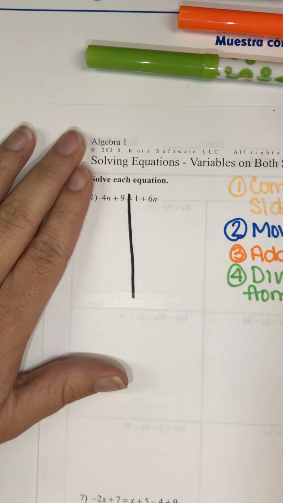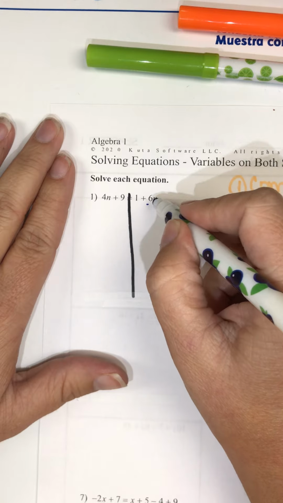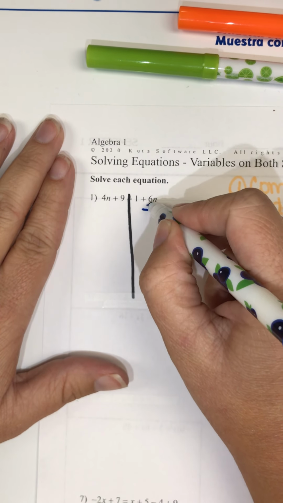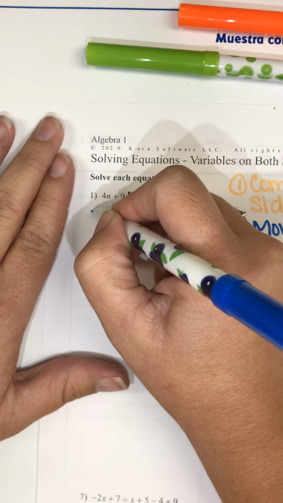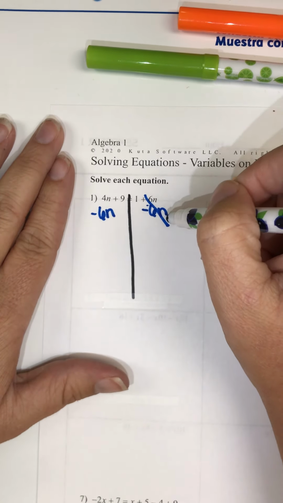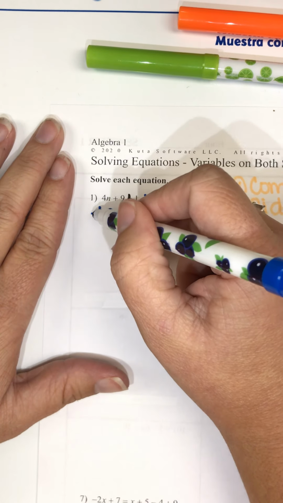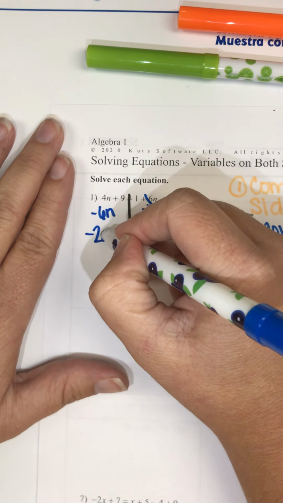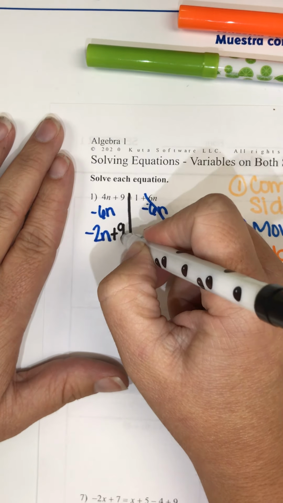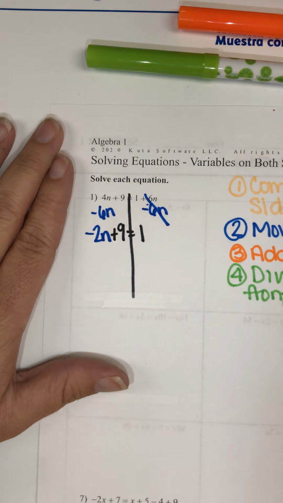Step number 2 says move the variable term. I'm going to move this positive 6n to the other side. In order to move the positive 6n, I'm going to subtract 6n on both sides. This 6n and the negative 6n cancel. 4n minus 6n is negative 2n. And then I'm going to bring down everything that I didn't touch. So the plus 9 equals 1.